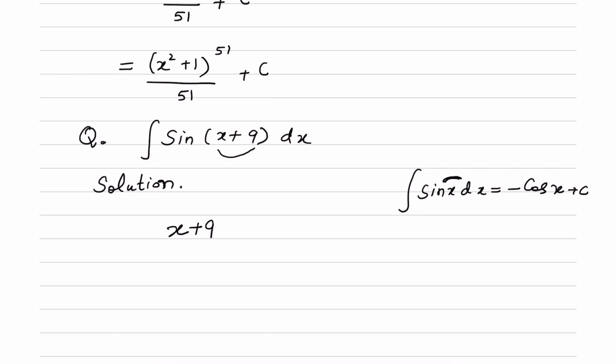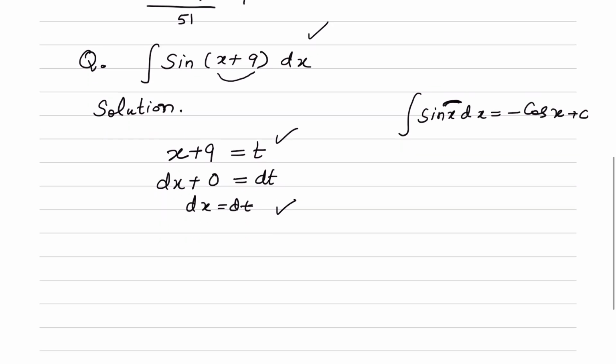So x plus 9 is equal to t. Now find the differential. The differential of x is dx. The differential of a constant is 0. The differential of t is dt. So we have dx is equal to dt. Now put x plus 9 equal to t and dx equal to dt in our main integral. When we do that, we have sine t, where x plus 9 is equal to t and dx is equal to dt.